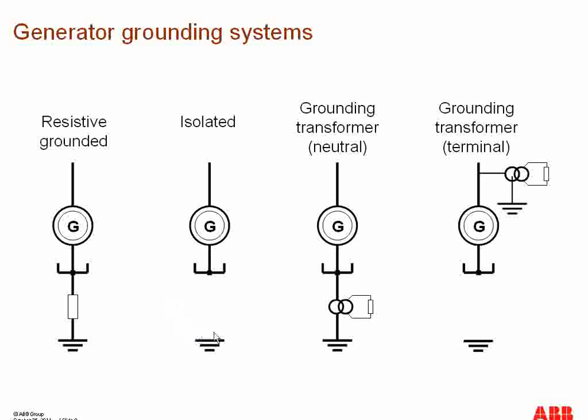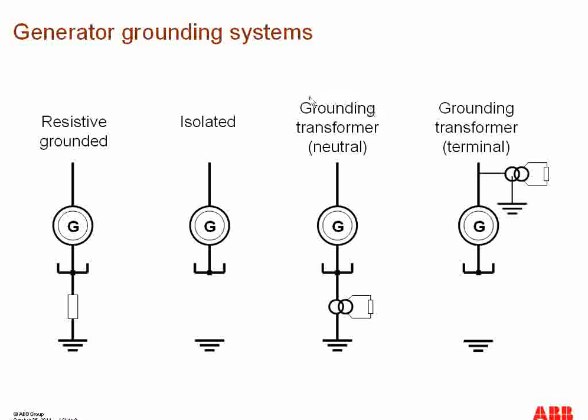The disadvantage of this type of grounding is that in case of ground faults, there will be high transient overvoltages created, and that can sometimes be disadvantageous to the winding insulations.